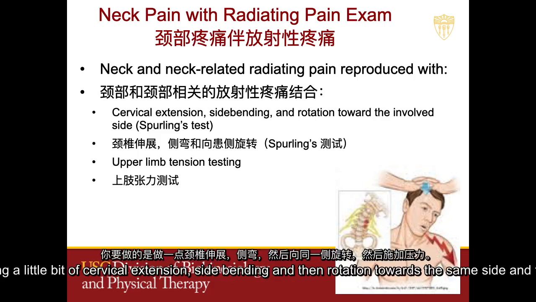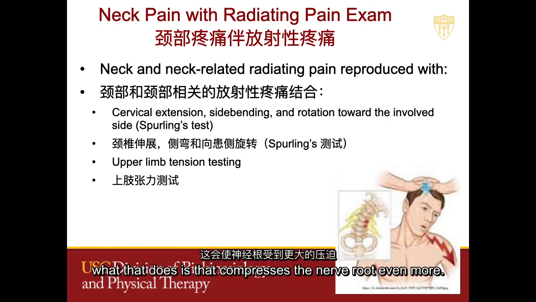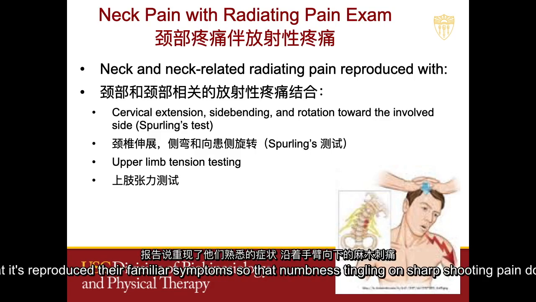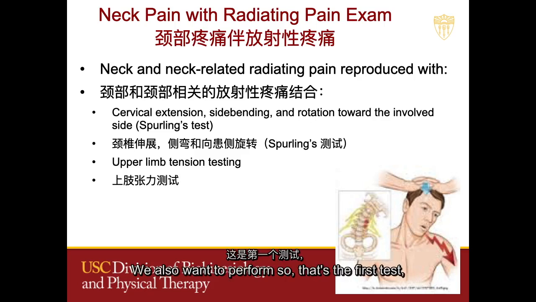And basically what it is that you're providing a little bit of cervical extension, side bending, and then rotation towards the same side, and then providing compression. And so basically what that does is that compresses the nerve root even more. And so a positive test would be the patient reporting that it's reproduced their familiar symptoms. So that numbness, tingling, sharp shooting pain down the arm. That's the first test, and if it's positive, okay, we're thinking maybe.